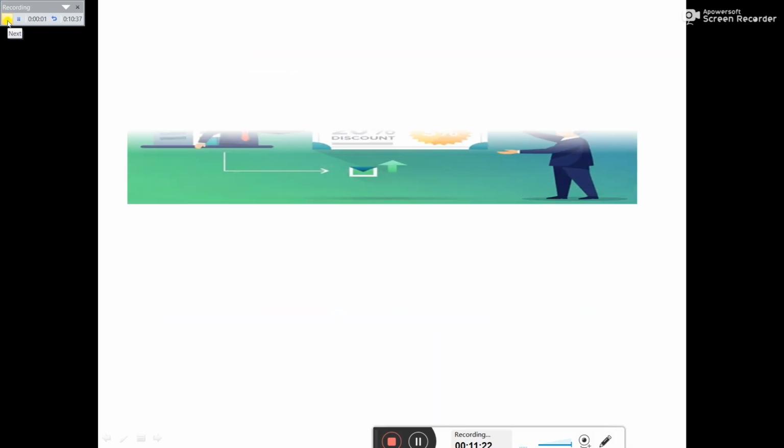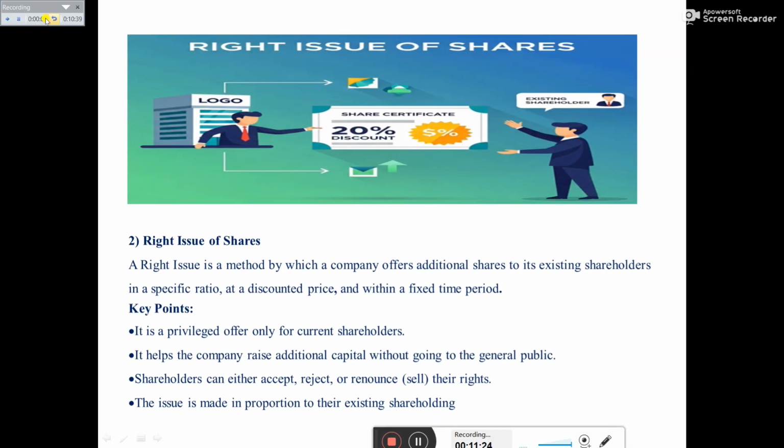And go with the next one, the rights issue of shares. A rights issue is the method by which a company offers additional shares to existing shareholders. See here, it is a company offering shares to its own existing shareholders in a specific ratio at a discounted price and within a fixed time period.